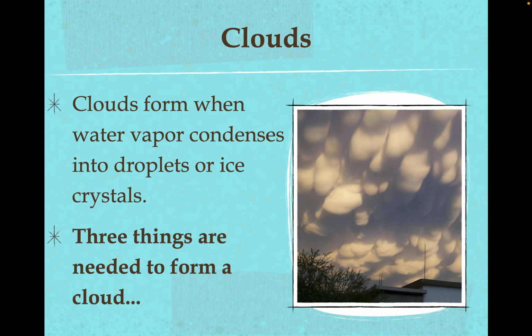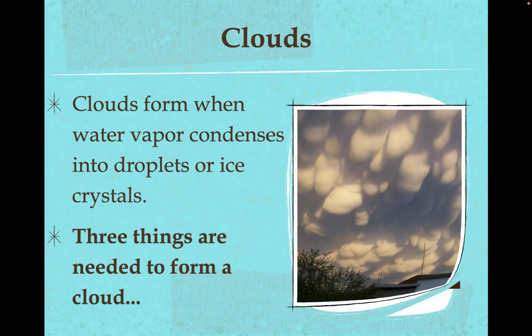But clouds form when water vapor condenses into droplets or kind of turns into ice crystals high up in the sky. You got some interesting mammatus clouds right there. More about those later. Please write this down. 3 things are needed to form a cloud. Right down there. And I'm going to give you the 3, obviously. There are 3 ingredients for making clouds, and we'll try this in class.